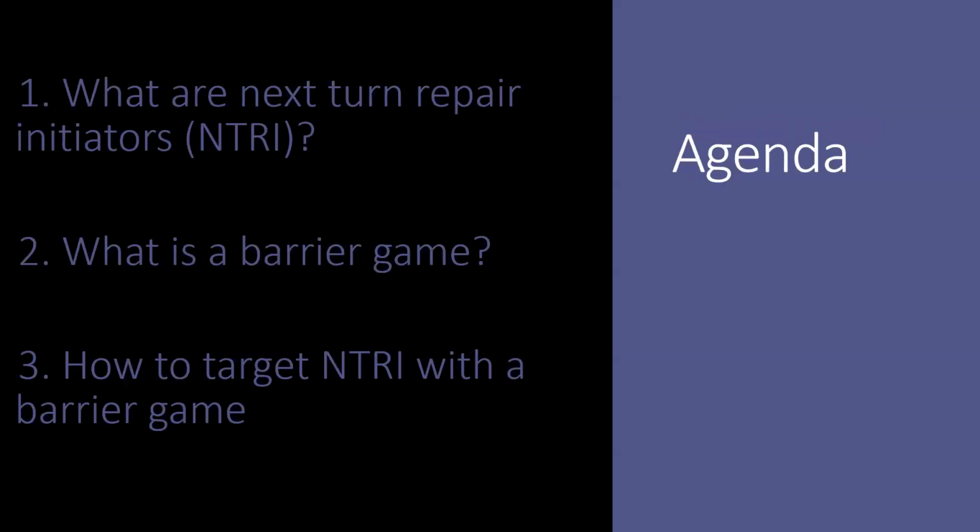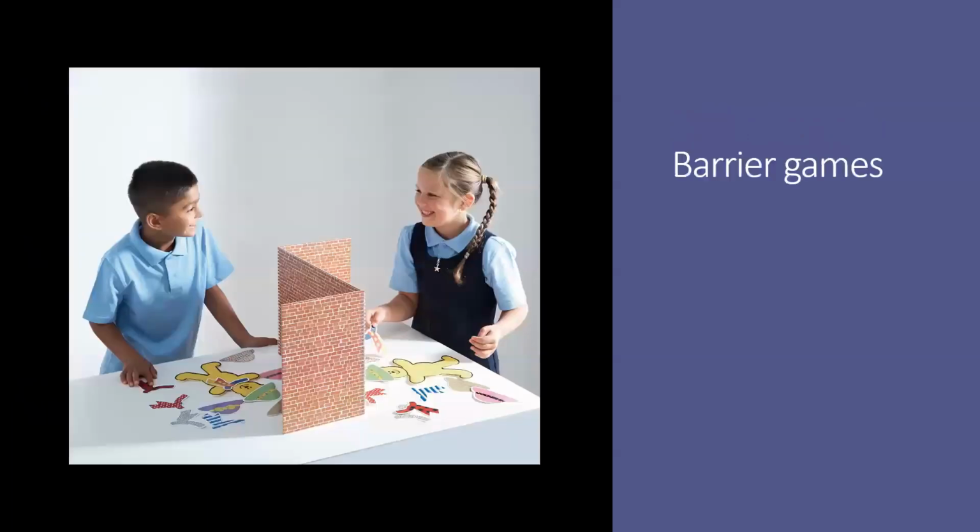Now that we've talked about next turn repair initiators, let's discuss barrier games. Barrier games generally entail having 2 participants, such as a clinician and client, sit across from one another, each with the same materials in front of them. A visual barrier is placed between the participants so that they can't see each other's materials. One participant gives instructions that the other participant follows, with the goal of both participants' materials appearing the same when the barrier is removed.